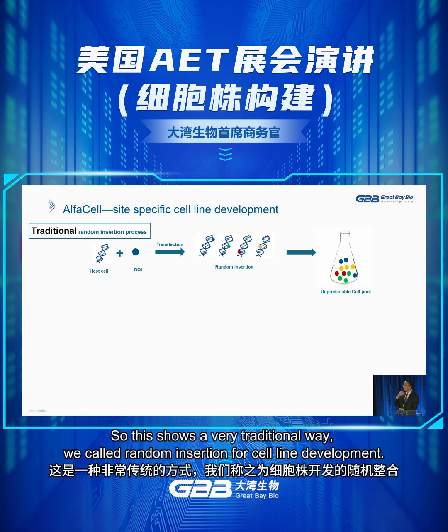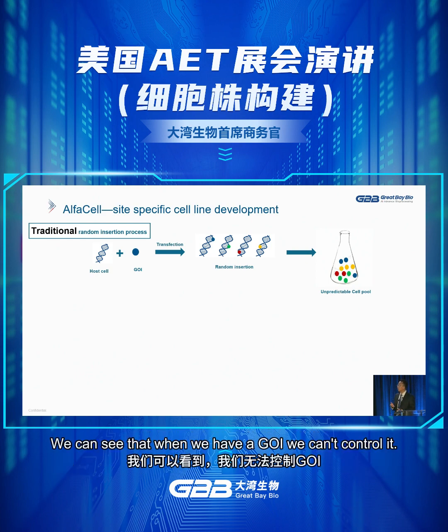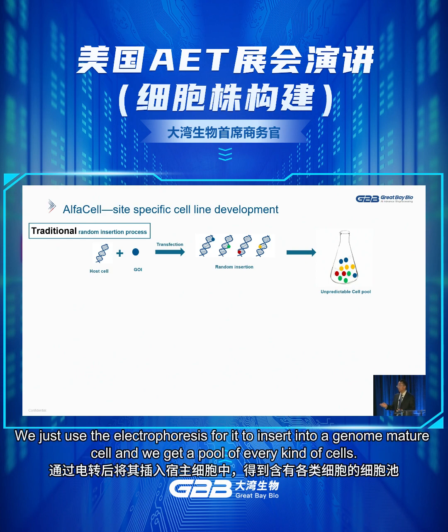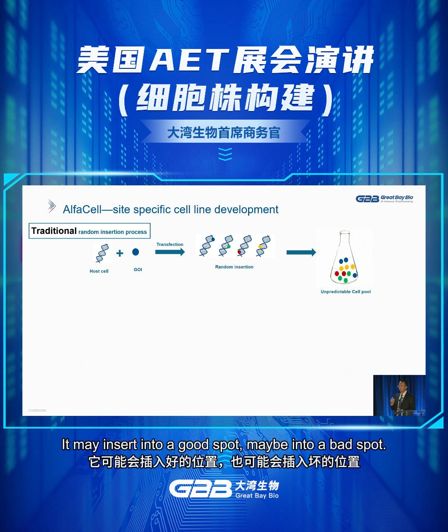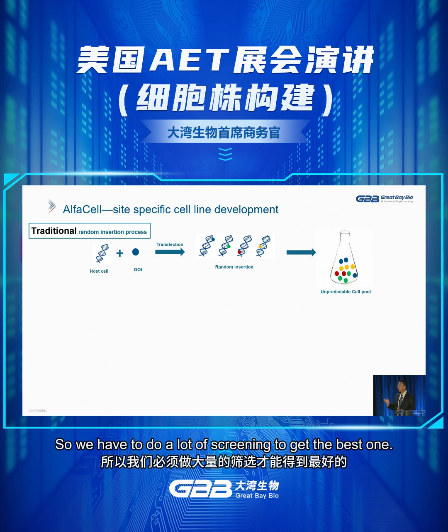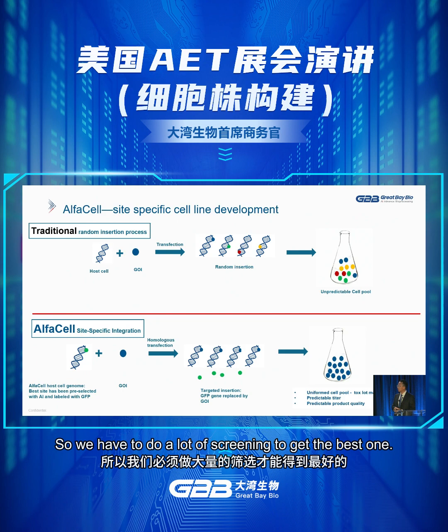This shows the very traditional way, which we call random insertion, for cell line development. You can see that when we have a GOI, we can't control where it goes. We just use electroporation to insert it into the genome of the host cell, and we get a pool of every kind of cell. It may insert into a good spot, maybe into a bad spot, and we don't know. So we have to do a lot of screening to get the best one.